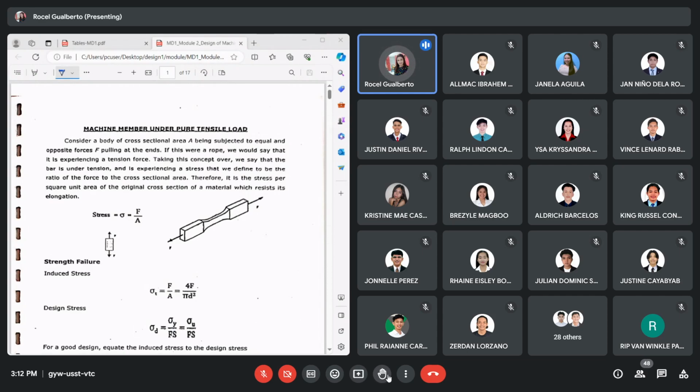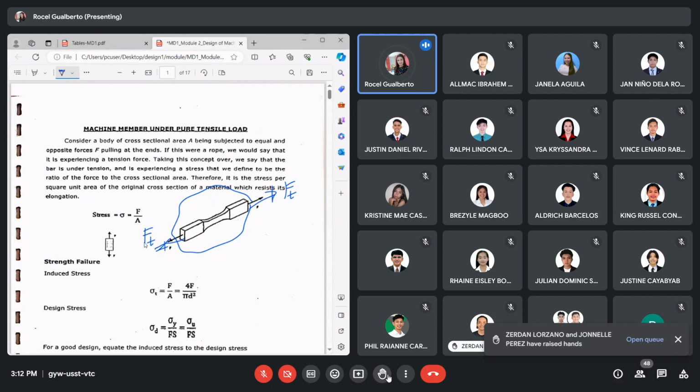Okay, so let us have module 2. The first one is machine member under pure tensile load. So how do we design these members na ang naka-load lang po sa kanya is simply a tensile load? Say for example, this is our machine member, and then this is yung load po na naka-apply sa kanya. So this is our tensile force. What is then the effect of this tensile force on your material? Ano po bang epekto niyan? If we subject the material to a tensile load, what will happen?